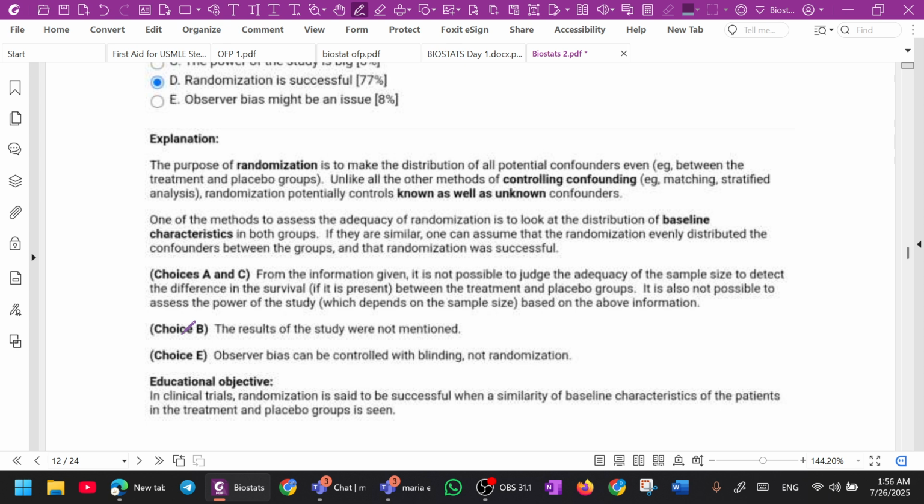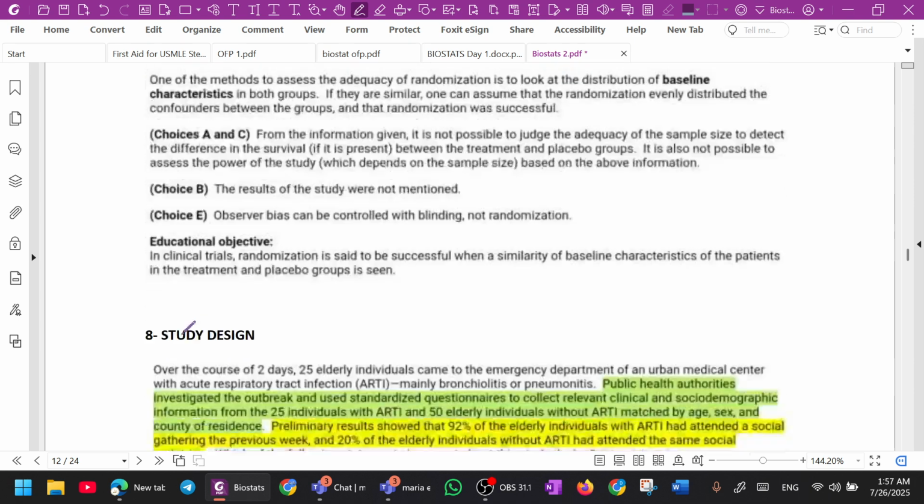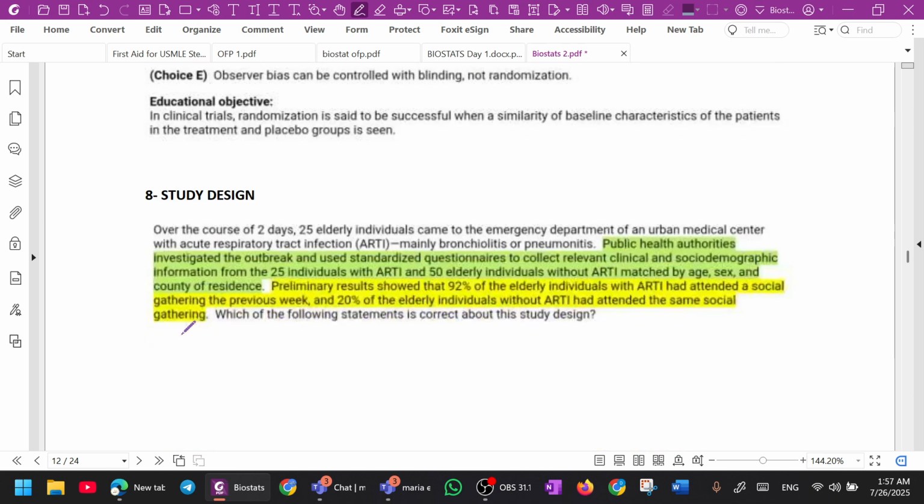Okay. Oh, okay. So the educational objective: in clinical trials, randomization is said to be successful when a similarity of baseline characteristics of the patients in the treatment and the placebo groups is seen. Okay. Next. Next, study design.